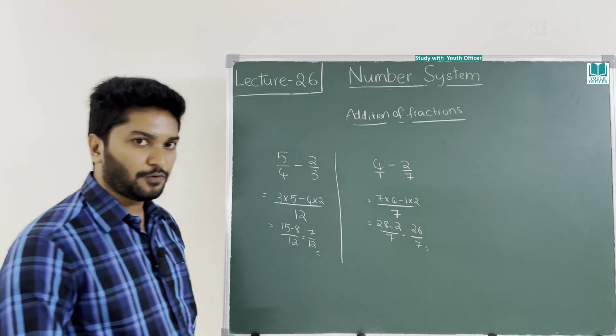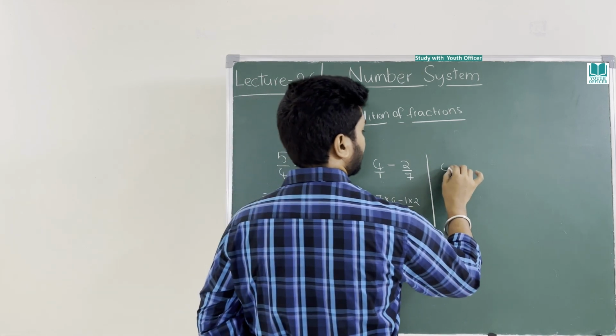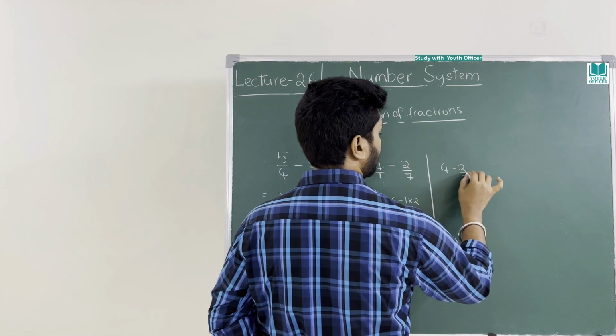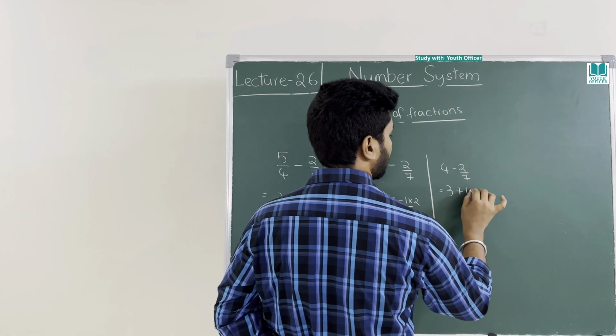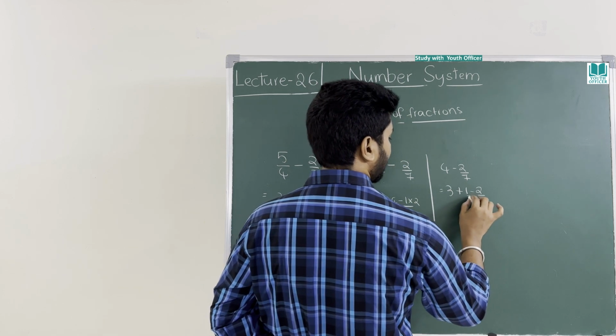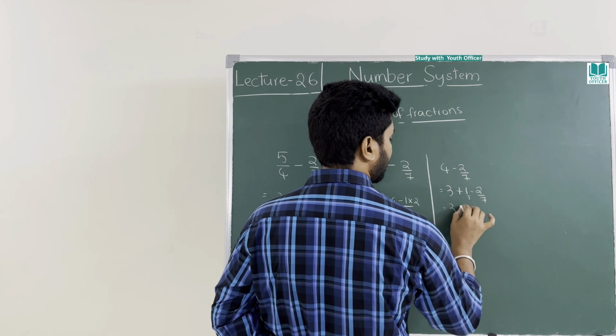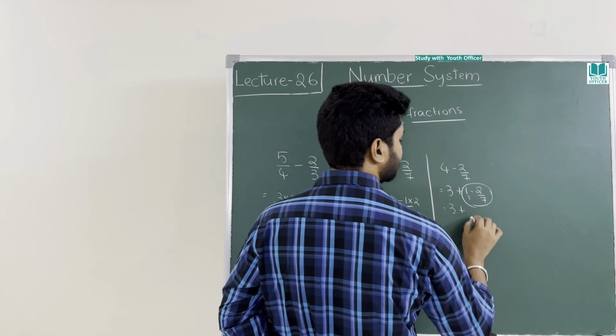Sir, is there any other process to do this? Yes. You have one more process. What you have to find? 4 minus 2 by 7, right? I will write this as 3 plus 1 minus 2 by 7. Here I will keep 3 here itself. Now I will do subtraction for this.